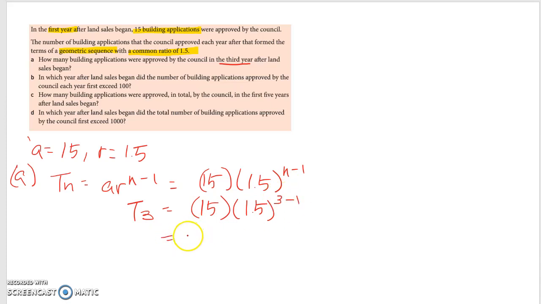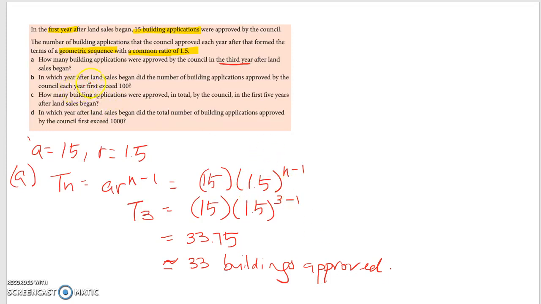Now, if you do this properly, you should be able to get 33.75. But you can see here that 0.75 is not a complete building. That's incomplete. Therefore, we don't consider that incomplete building, and we just approximate this to 33 completed buildings. And you can write down that there are 33 buildings which have been approved. So that's solving part A.